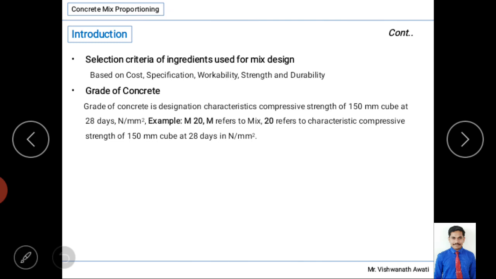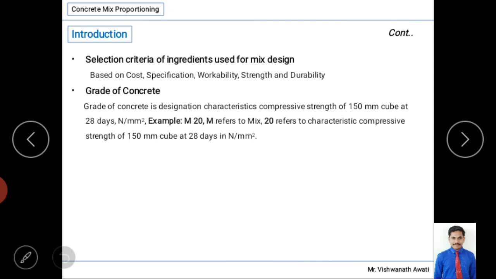Next is grade of concrete. The grade of concrete is the designation of the characteristic compressive strength of a 150 mm cube. A 150 mm cube will be prepared in the laboratory and tested after 28 days of curing. When they test the 150 mm cube of concrete after 28 days, the strength they get in terms of Newton per mm square is called the grade of concrete.